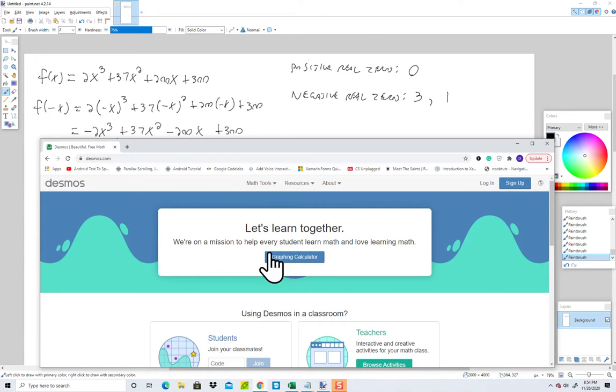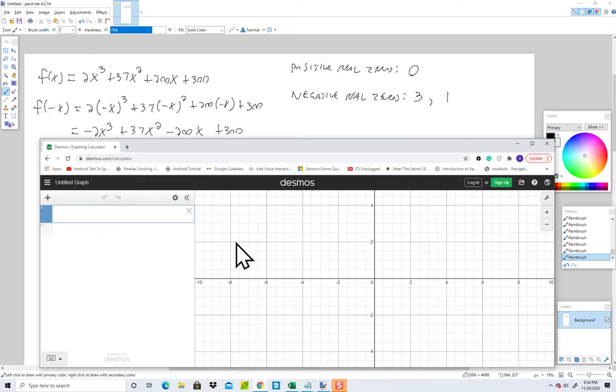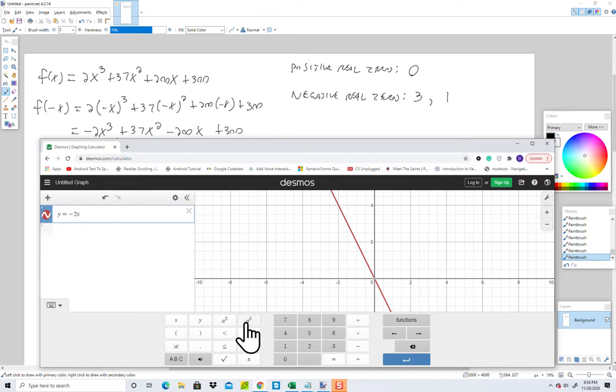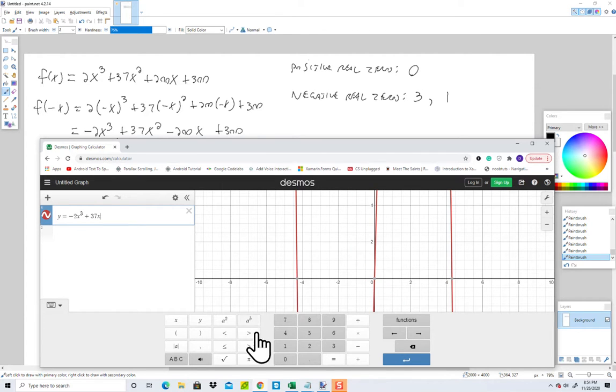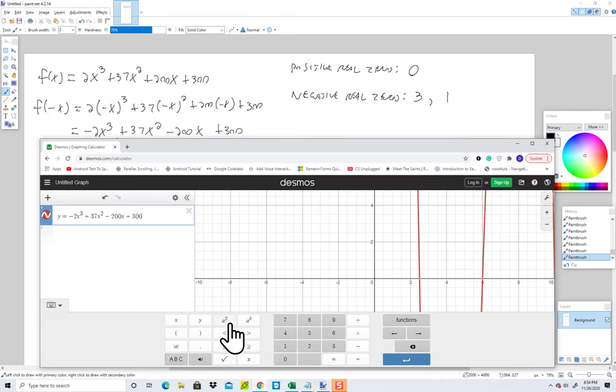This is Desmos.com. I click graphing calculator, and I'll put in y equals negative 2x. You can do the power by clicking down here and doing the a to the b power. You put 3 in, do your right arrow key, plus 37x, and then push your squared button right there, minus 200x plus 300.